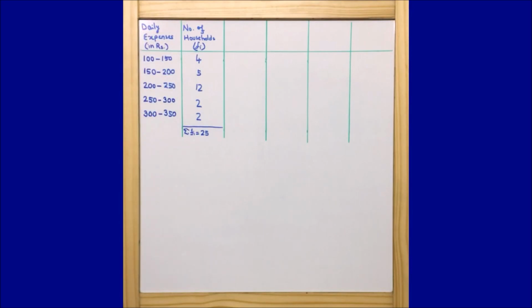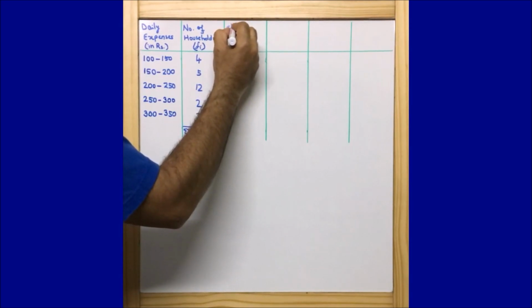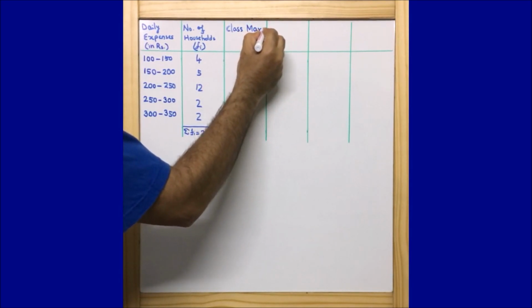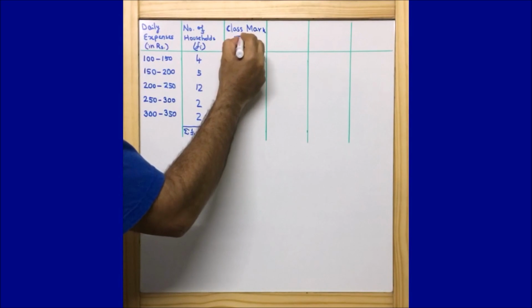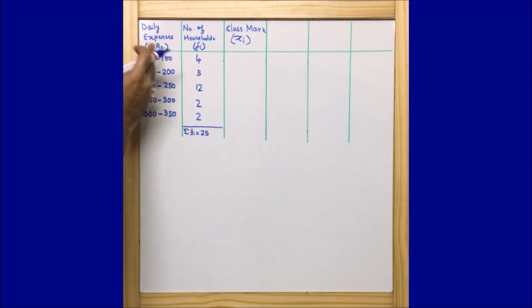Now before deciding which method to use, let us first of all find out the class mark. Once we find the class mark, then we can see which method we will follow. Just we'll decide after that. So we very well know the class mark. What is class mark here? So let us write down the class mark here, or I can say xi. Class mark here is nothing but the upper limit plus lower limit divided by 2. This is the class mark.